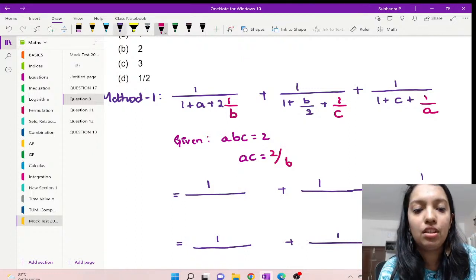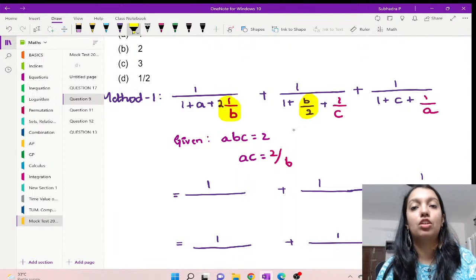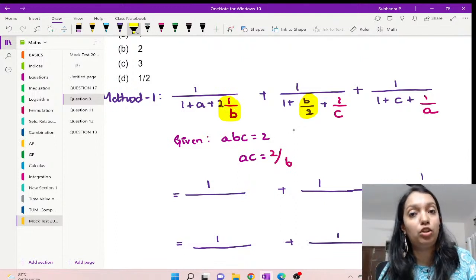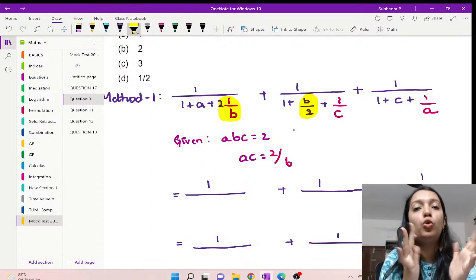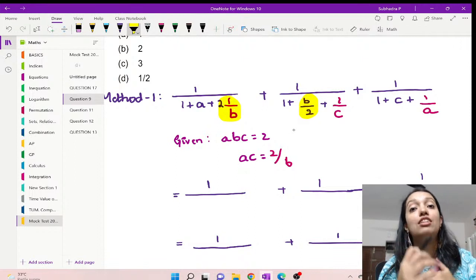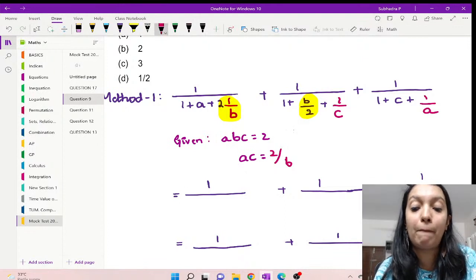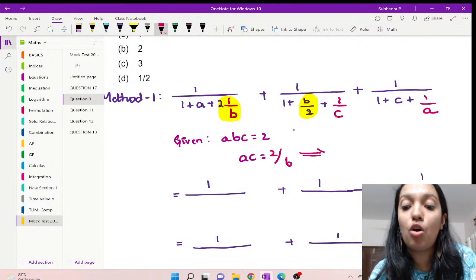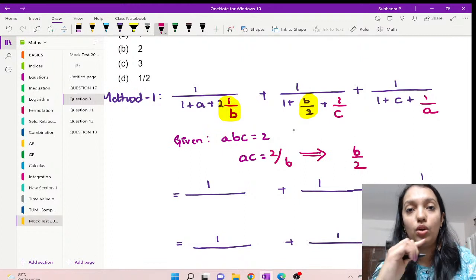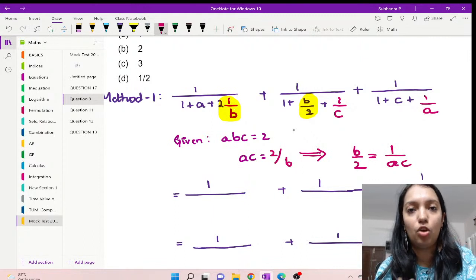See, in this question, you can observe that here I have B divided by 2. Here I have 2 divided by B. 2 divided by B, B divided by 2. That means both of them involve 2 and B. So I have to find what I can replace 2 and B with. So AC is equal to 2 divided by B. Similarly, if I want B divided by 2, the reciprocal, I can take it as 1 divided by AC. I hope this step is clear to everyone. You just have to take the reciprocal.